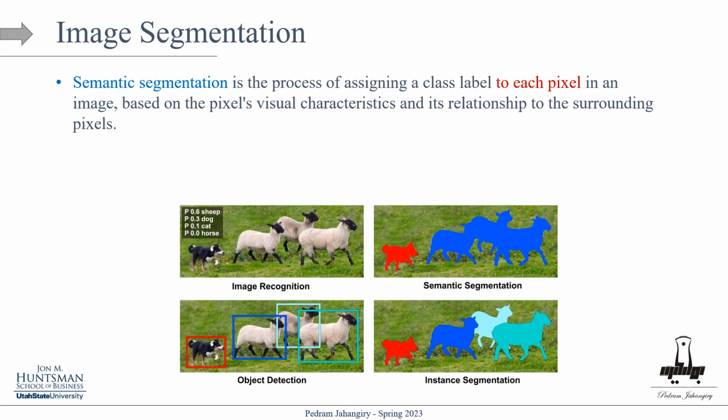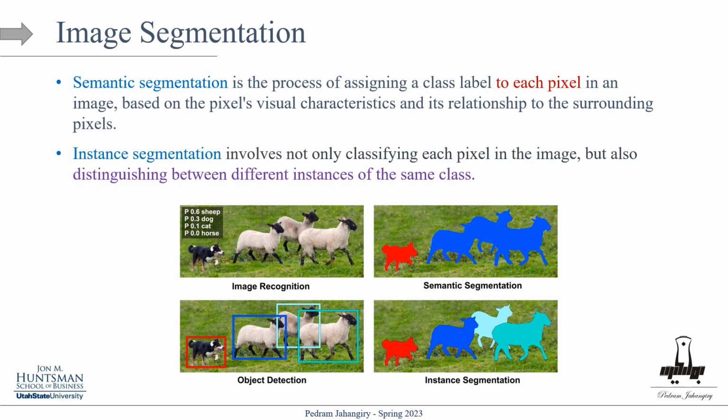All right, let's talk about image segmentation. In general, there are 2 types of image segmentation. The first one is semantic segmentation, and the second one is instance segmentation. Semantic segmentation is the process of assigning a class label to each pixel. This is what we talked about already, right? Imagine this is your input image, and you want to come up with 4 classes: sheep, dog, cat, horse, if these animals are detected in the image.